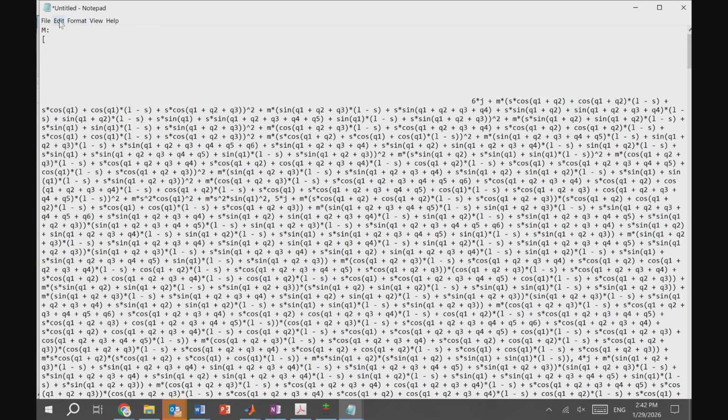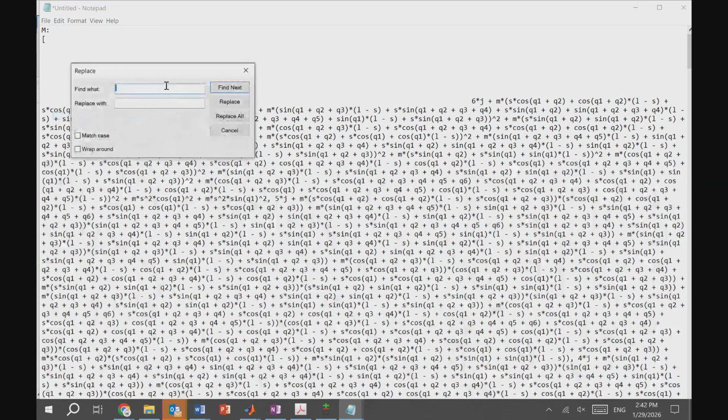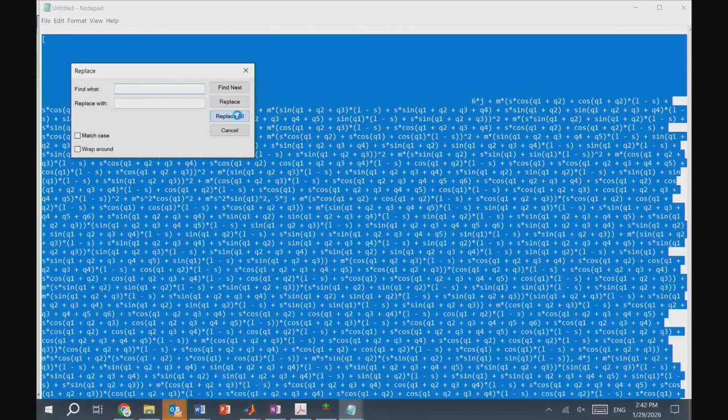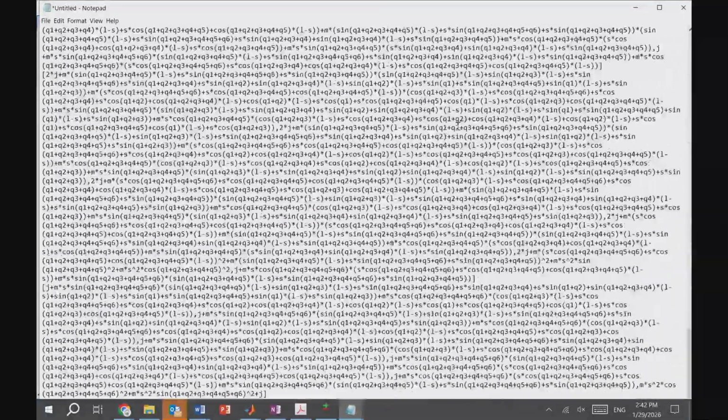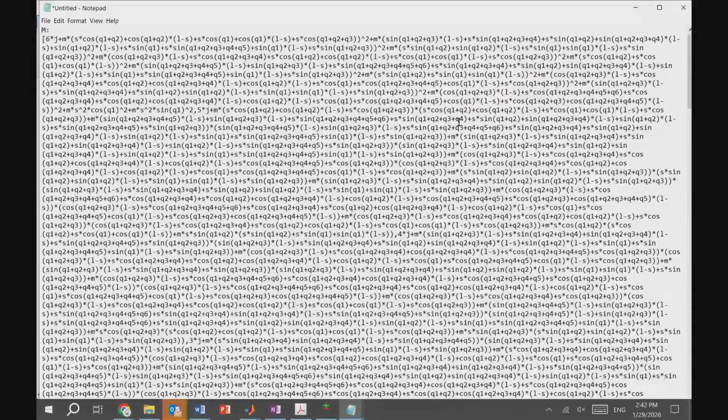Let's do a little bit of compression here. Let's replace all the empty spaces. So what do you say? 4 pages of code. This is my measure for complexity.